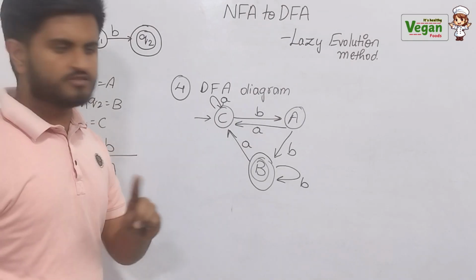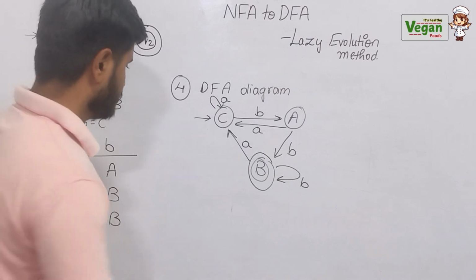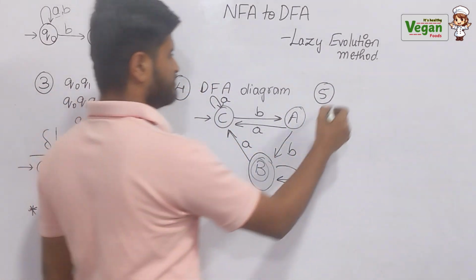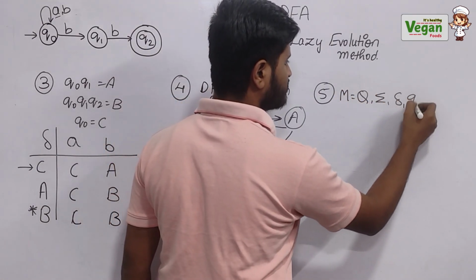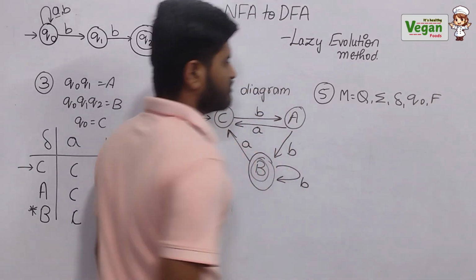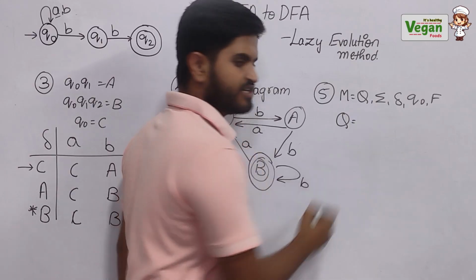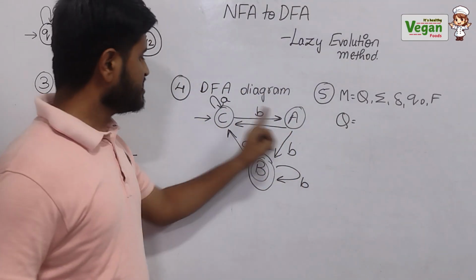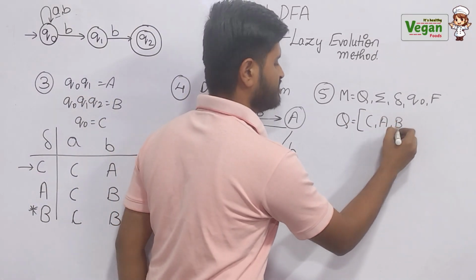My final step is to represent this DFA diagram in the standardized format. So what is my standardized format for DFA? It will be M = (Q, Σ, δ, Q0, F). So you can represent using any alphabet. So what is Q? Q is the states that I have used in my DFA diagram. So C, A, B are my states: C, A, B.